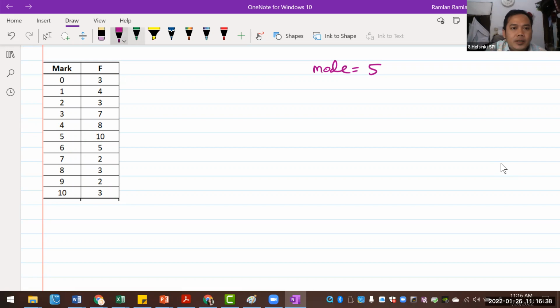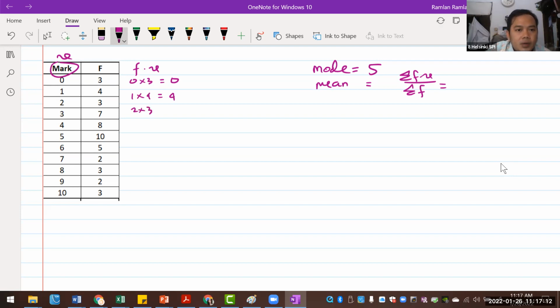And then we go to the next one, which is the mean. Again, we have that formula, which is the sigma f times x over the sigma f, or the n, same thing. So we need to make another row and column, which I'm going to write down as f times x. The mark is actually the x, the same thing. So we only need to multiply all of these numbers. 0 times 3 is 0. And then 1 times 4 equals 4. And then 2 times 3, ini kok nggak pas ya? Oke, nggak apa-apa.